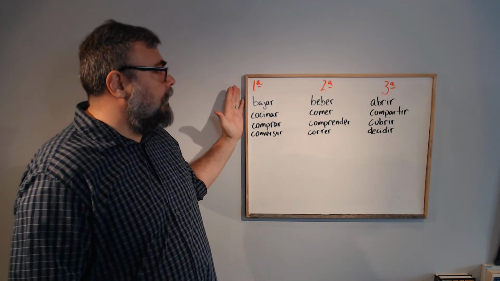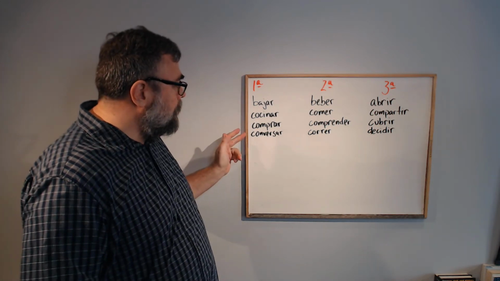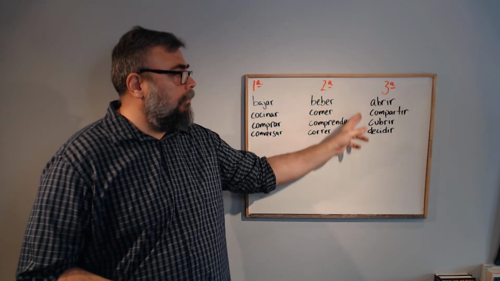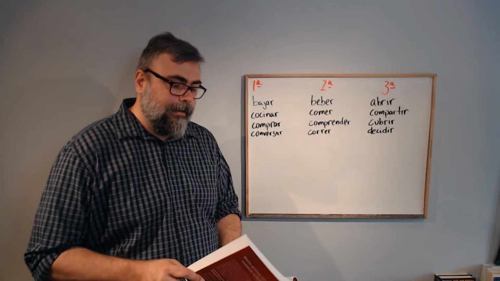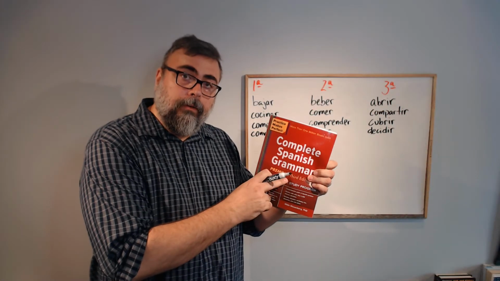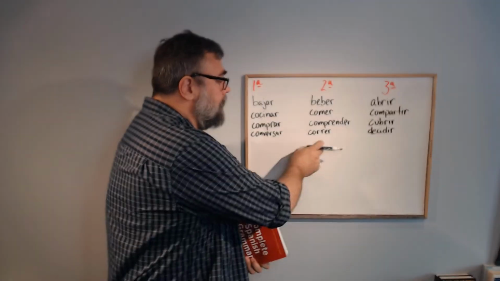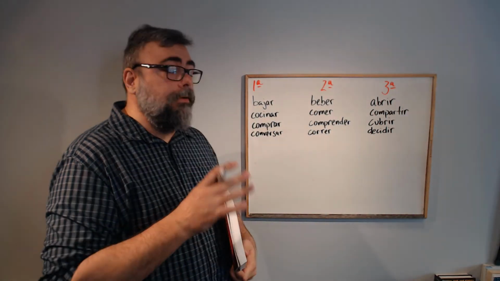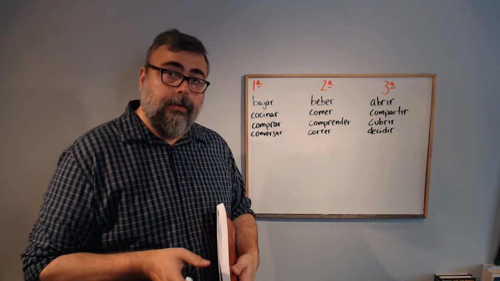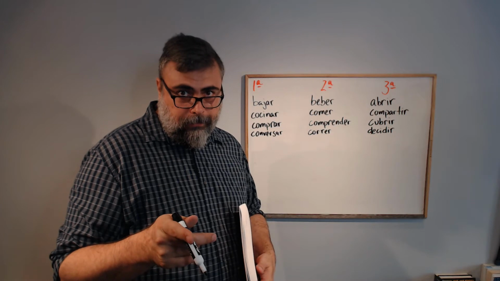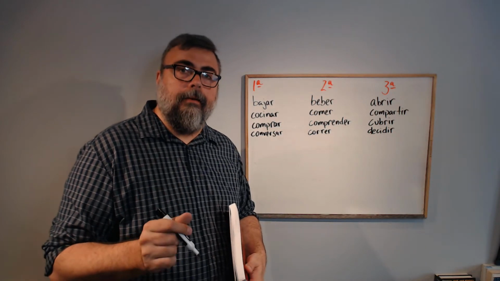Tenemos aquí verbos de la primera conjugación, verbos de la segunda y verbos de la tercera. Estos verbos vienen de su libro. Estos verbos están en su libro. So, if you don't have your book with you right now, pause this, go get your book and a notebook and pen.